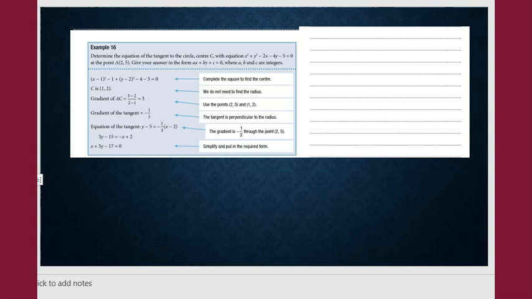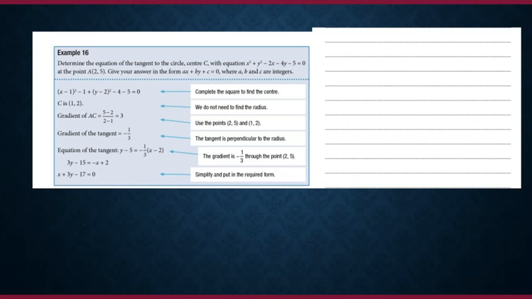Question 16. You are supposed to determine the equation of the tangent to the circle centered at C with equation x squared plus y squared minus 2x minus 4y plus 5 equals 0 at the given point A. So here in question 16, we complete the square of this particular equation.